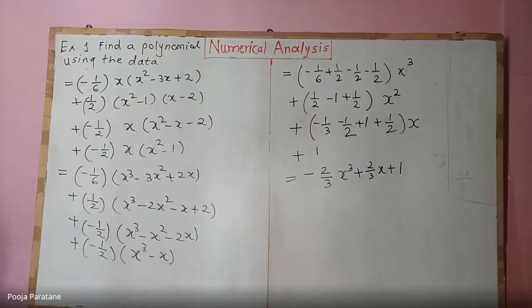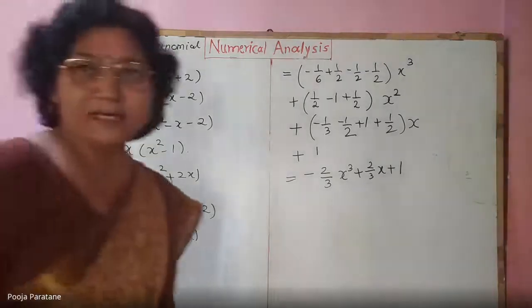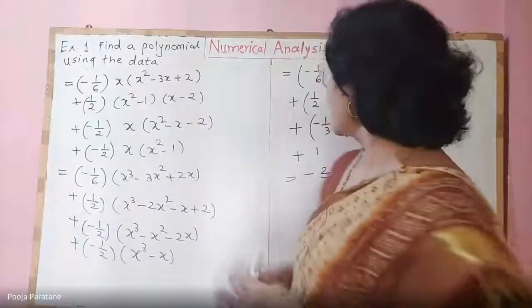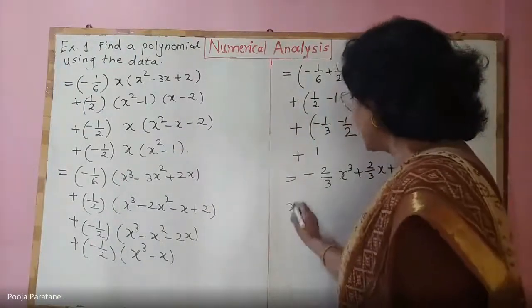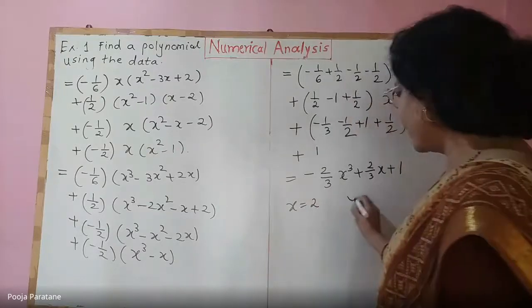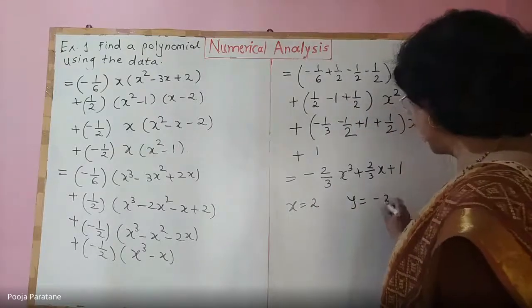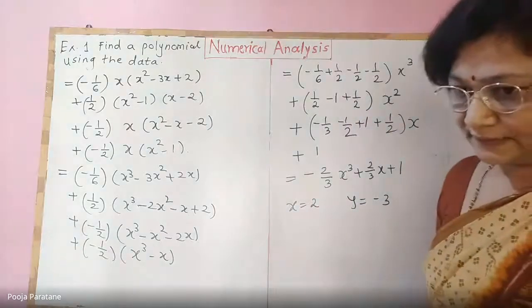So if we put x equals to 0, what is the corresponding value of y? 1. The corresponding value of y is 1. So it is verified. Let us take x equals to 2. The corresponding value is, I think, -3. Is it? Yes, it is -3.